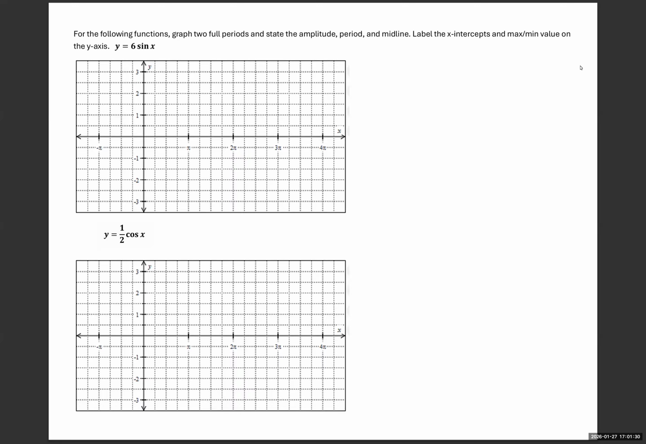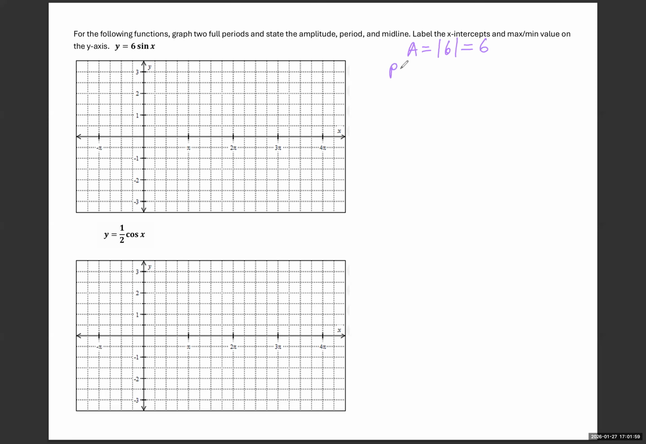All right. So the question itself says graph 2 full periods of this function and state the amplitude, period, and midline, and then label the x-intercepts and the max-min values on the x and the y-axis. Now, we're going to go ahead and start by labeling the amplitude, period, and the midline. So the amplitude, we do have a different value for. The amplitude here is the absolute value of 6, so 6.